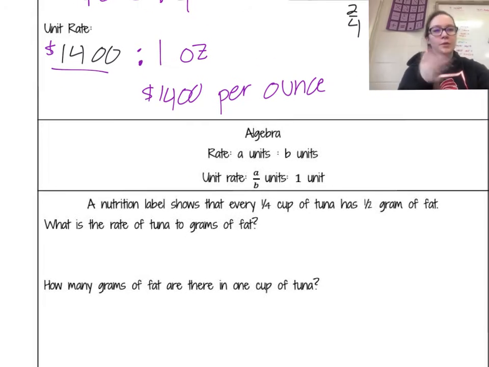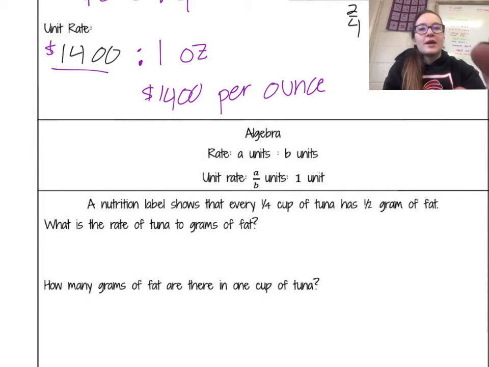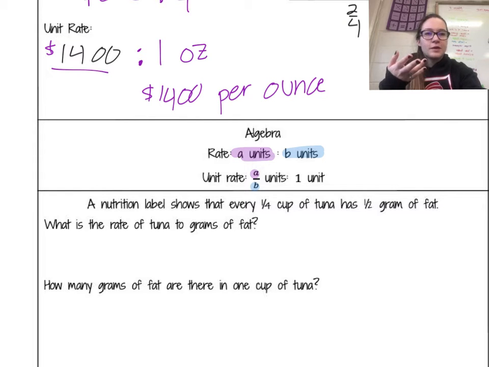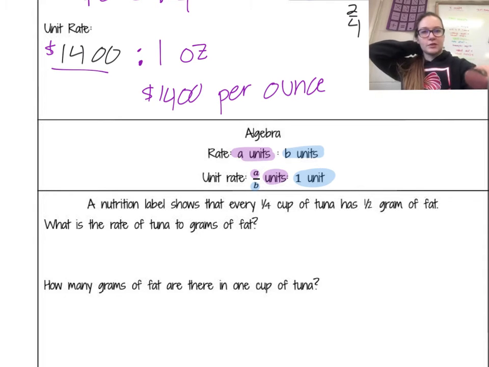All right, so another way to see it is that you have your rate of A units to B units, but then to find the unit rate, you're going to take A divided by B with those units, to one of the B thing, okay? So I'll show you what that looks like.